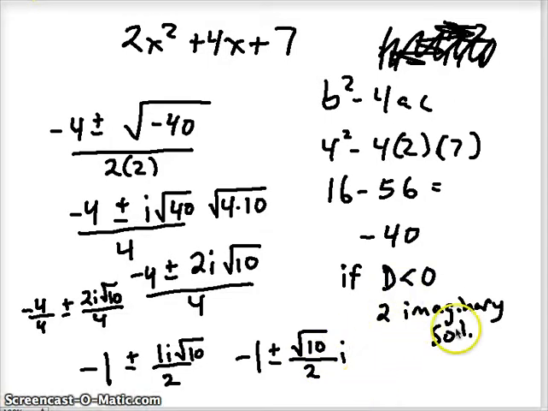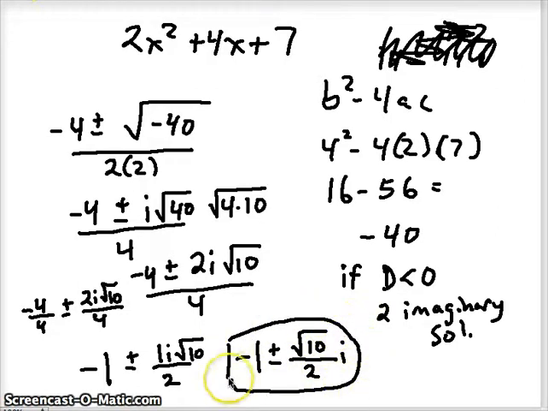So we did get 2 imaginary numbers. We got negative 1 plus the square root of 10 divided by 2 times i. That's one imaginary number. We also have negative 1 minus the square root of 10 divided by 2 times i. So there's our 2 imaginary solutions right there. Let's try one more here.